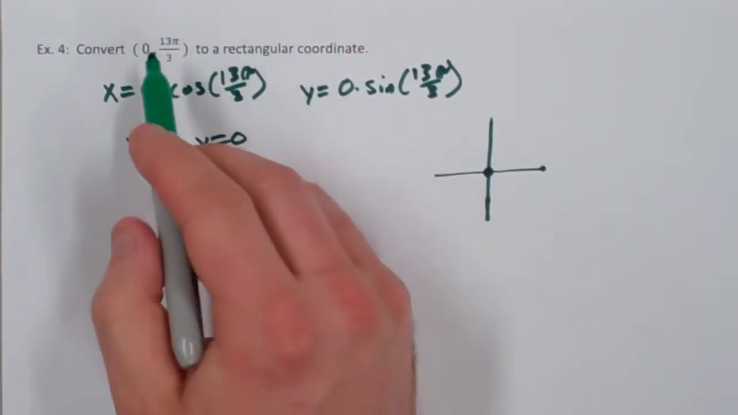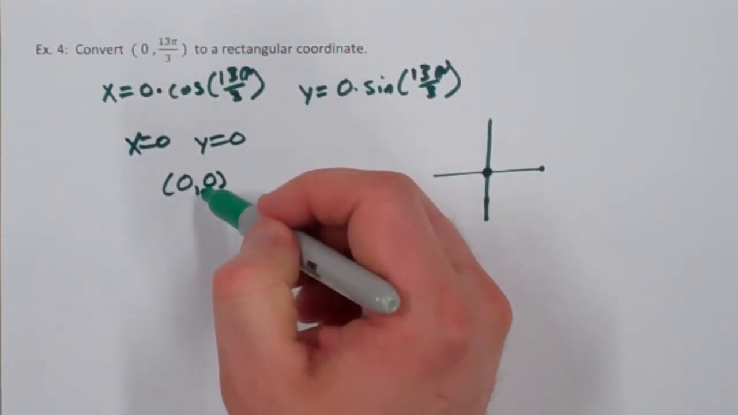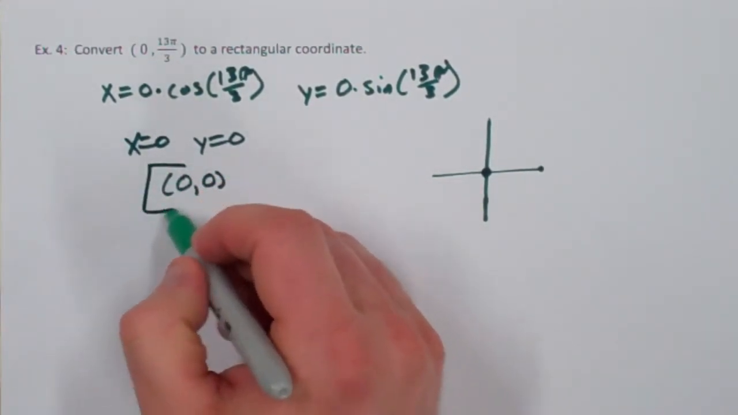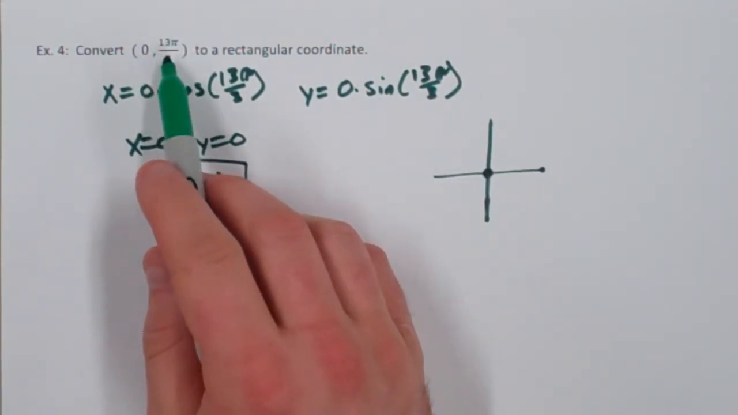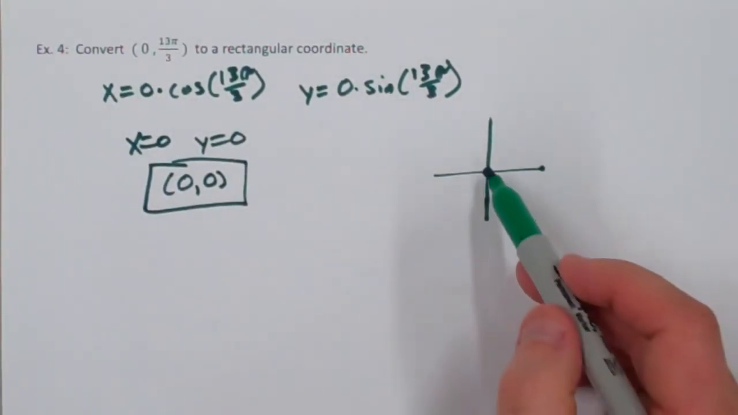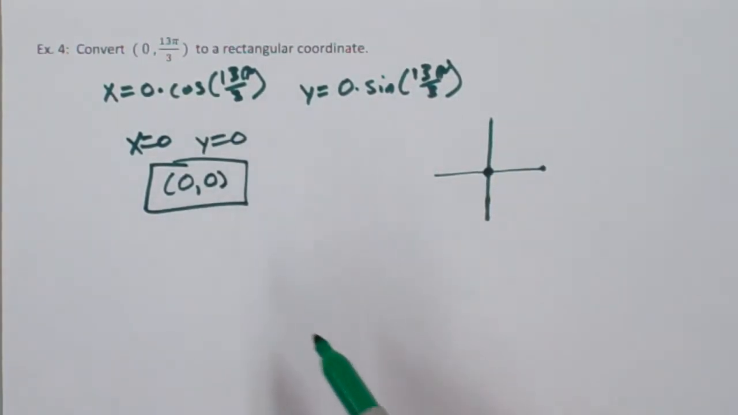So yes, this is at the pole, but this one is the origin in terms of the x and y coordinate system. Anytime you have a radius of 0, it doesn't matter what angle measure you have, you haven't gone anywhere, so you're just right here at the origin.